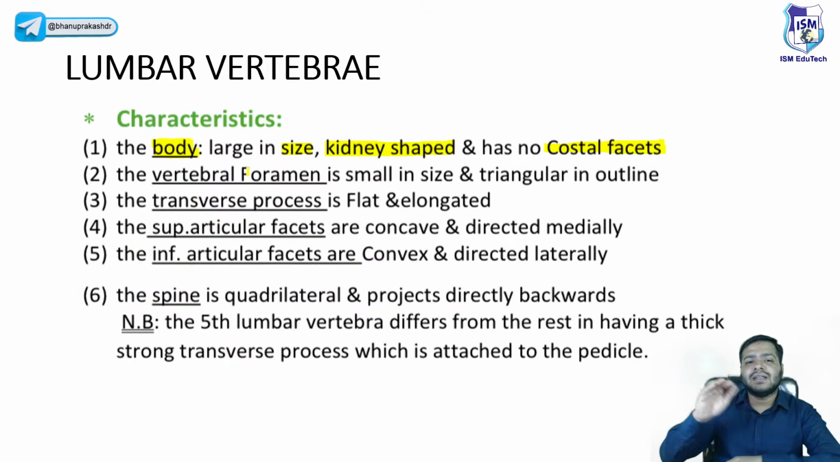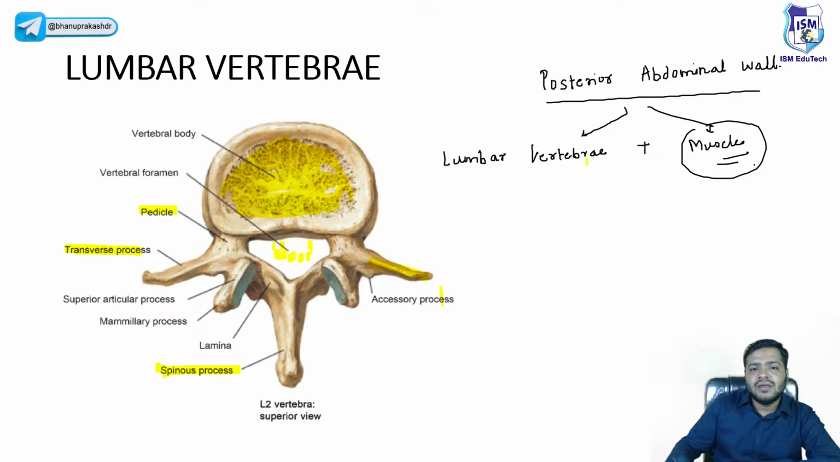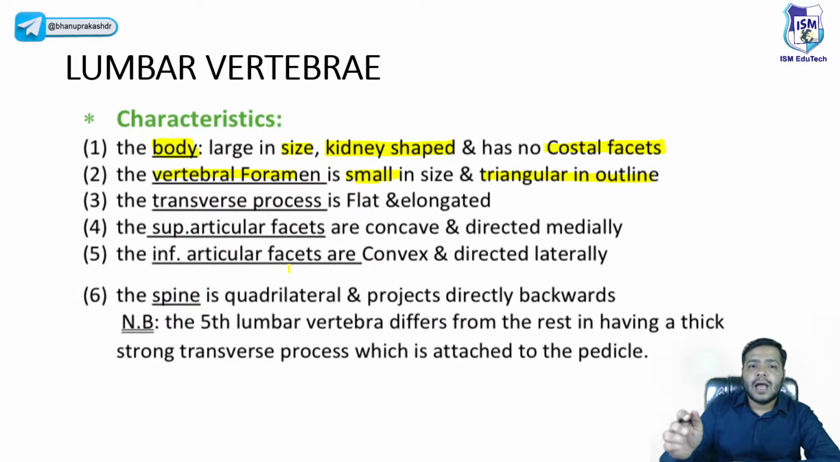So you are very well aware that this is the body. The vertebral foramen is small in size and triangular in outline. You can see the vertebral foramen over here. This is how you identify the lumbar vertebra. Apart from that, the transverse process is flat and elongated.